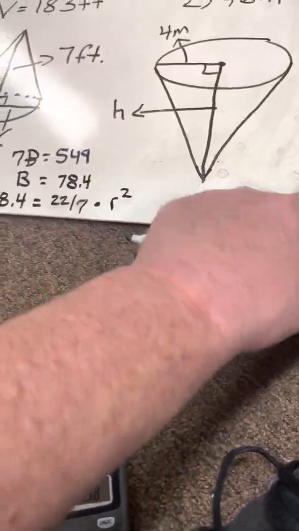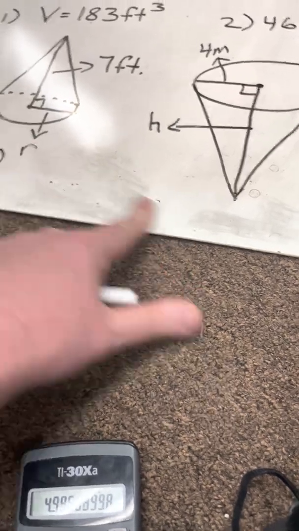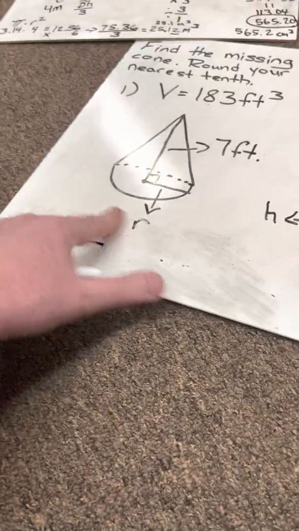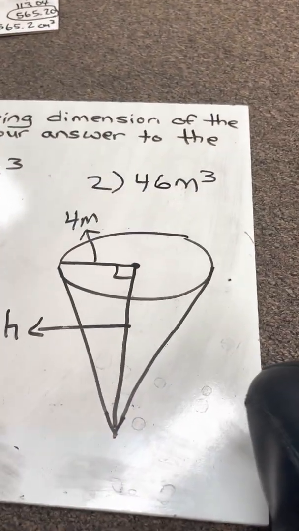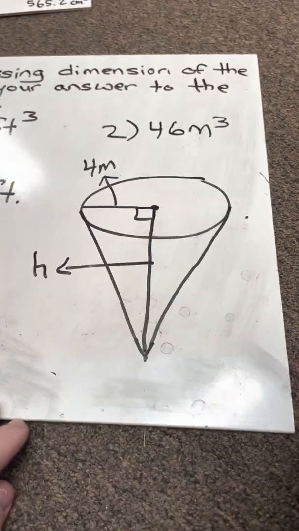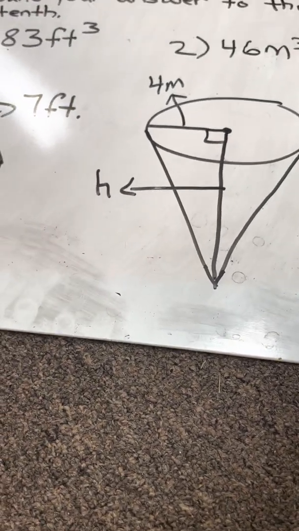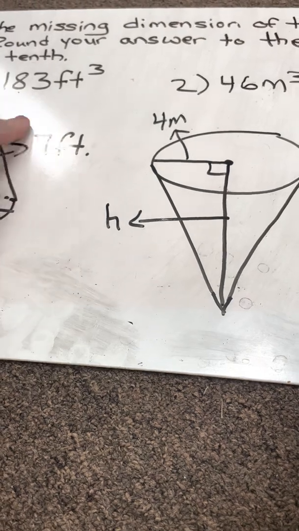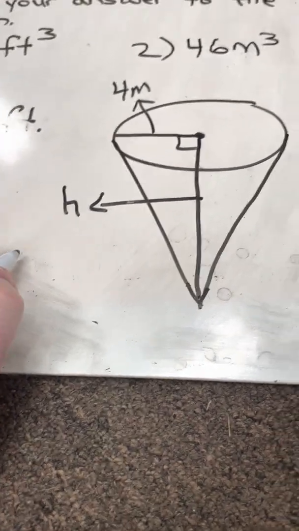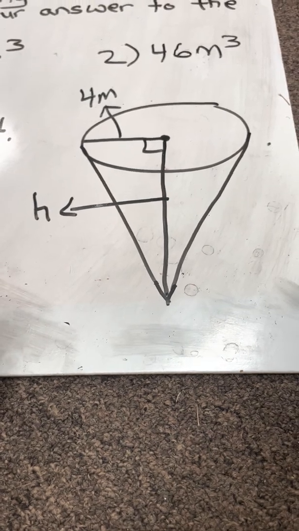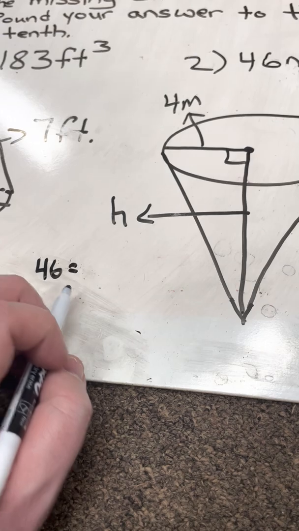All right, let's clear some space here, and we're going to start working on the second one. These take a little time. You've got to be willing to be patient, 8th graders. So let's take a look at our second one. 46 cubic meters, which is our volume. Let's go ahead with 46, which is our volume, equals the area of the base.